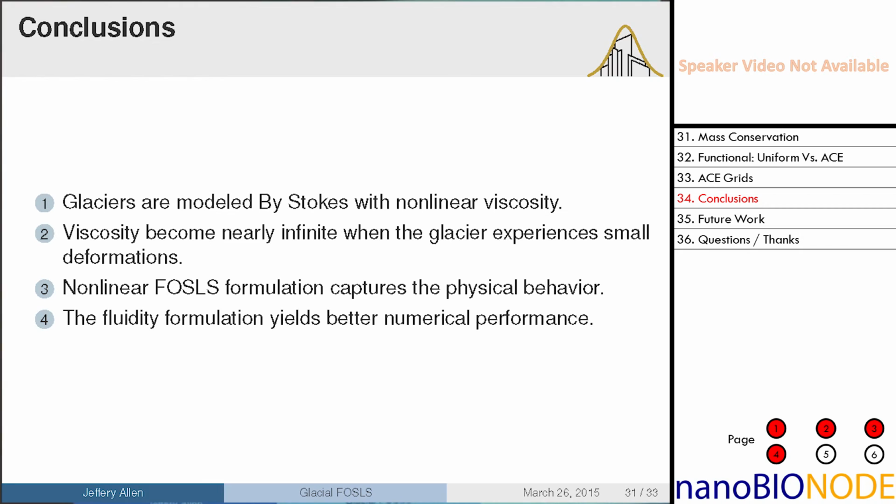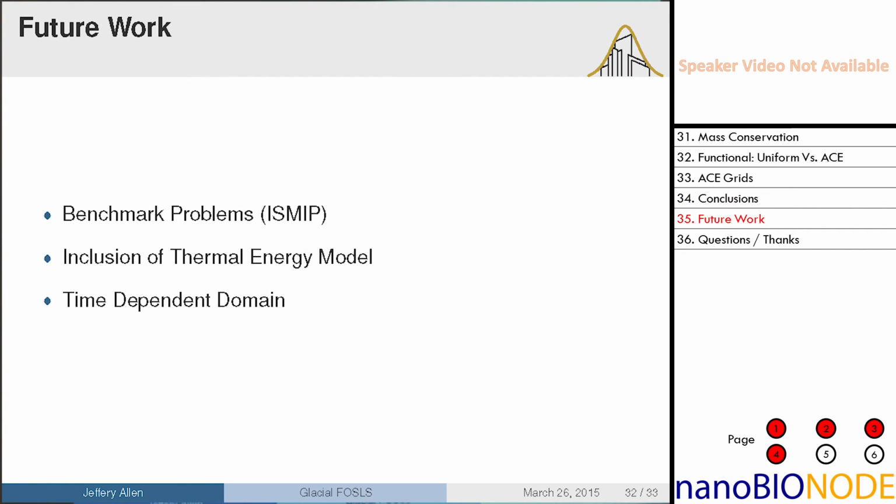Okay, so conclusions. I've shown that glaciers are modeled by Stokes. I've shown that the viscosity becomes infinite, which is a problem. And I've discussed a way of fixing that problem using this fluidity formulation. My future work is to get these ISMIP benchmark problems, which are basically a set of 6 different test problems that all glacier models tend to compare against to see whether or not they're getting accurate solutions. And I'm really close on doing that, so hopefully we'll get that in the next couple of weeks.